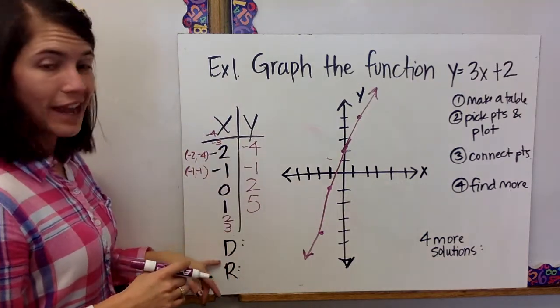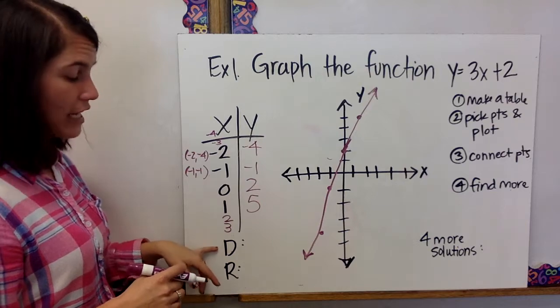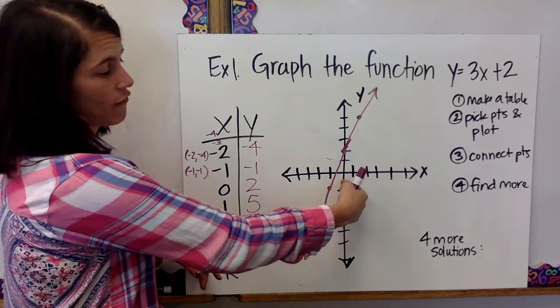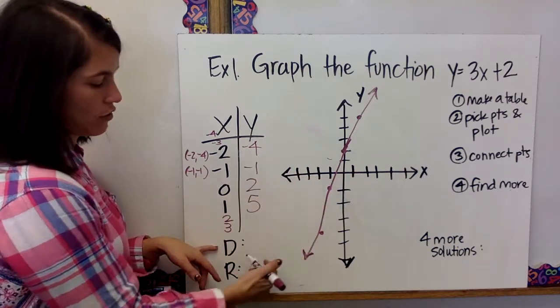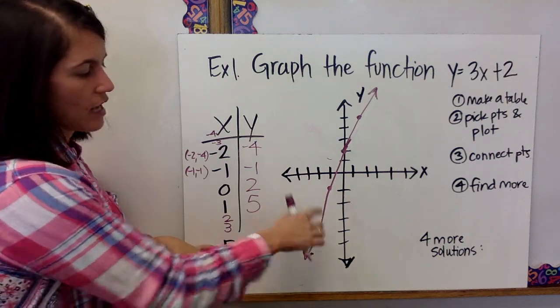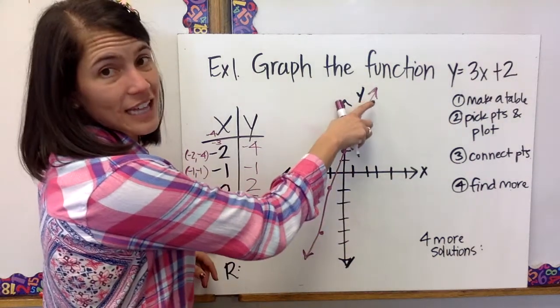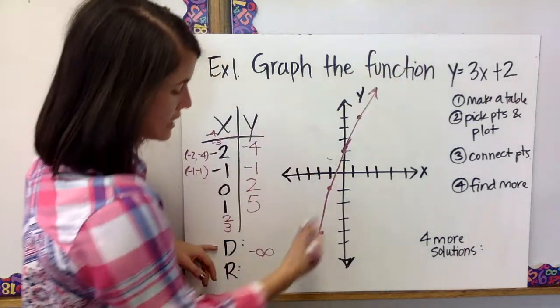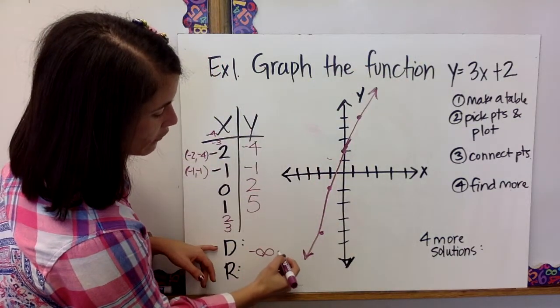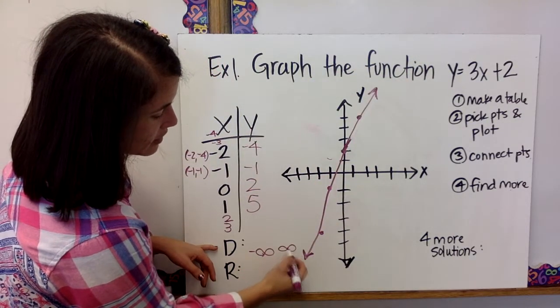I want to go over the domain and range real quick. The domain are the x values. So how far left does it go? It goes all the way to -infinity. And how far right does it go? Well, this line has the arrow, so it's going to continue and continue. So it is all the way from -infinity to +infinity.